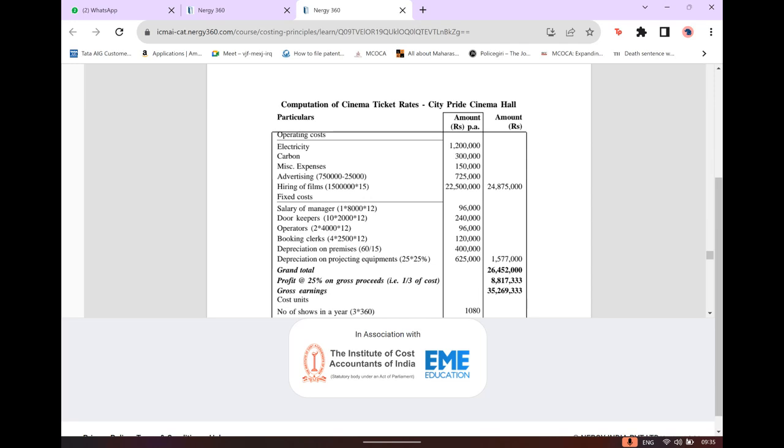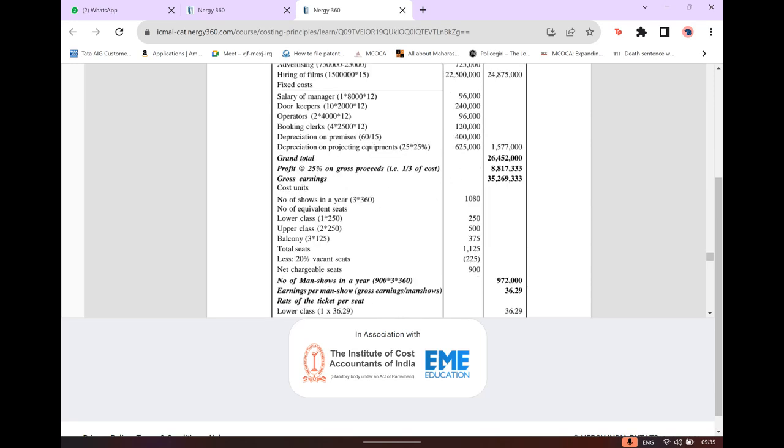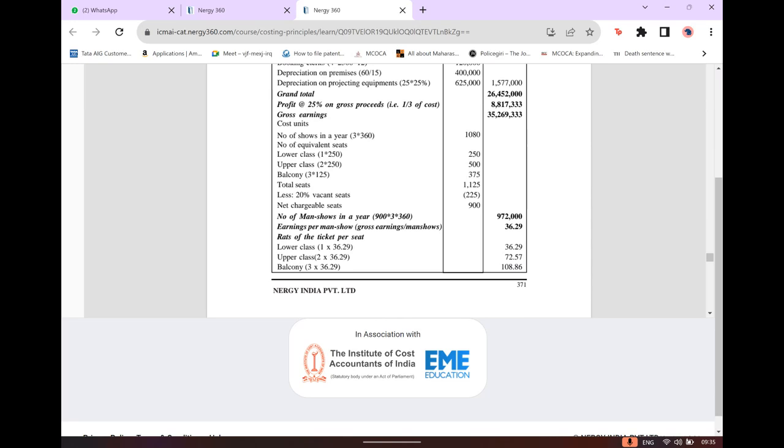So we have worked it out correctly. Administrative cost has not been considered here in the fixed cost. So after considering it, there will be a slight variation in the per unit cost. We got somewhere around 36 point something. So the rate will be as per the weight: 36.29 into 1, 36.29 into 2, and 36.29 into 3. So that will be the price.